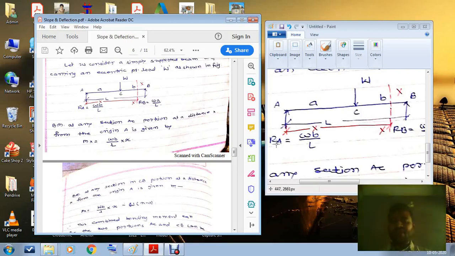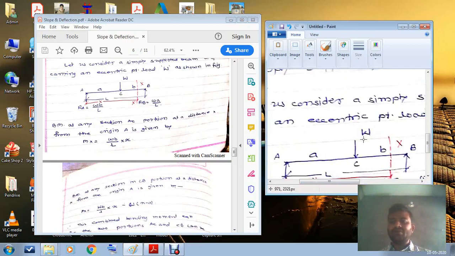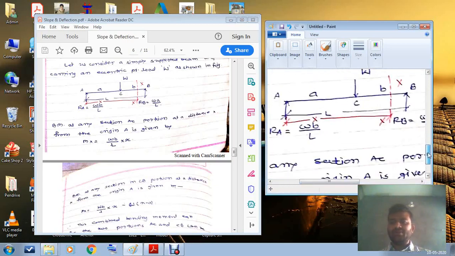Obviously we have to first calculate the reactions. So RA will be Wb by L and RB will be Wa by L. Here you can see RA and RB. Let me continue.